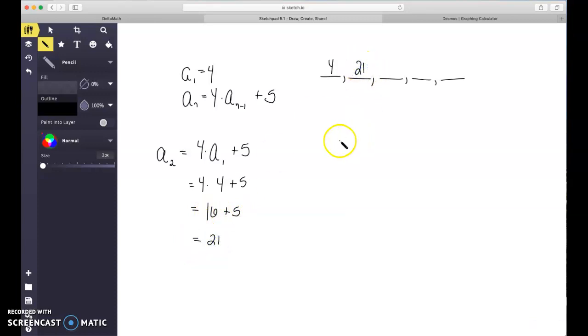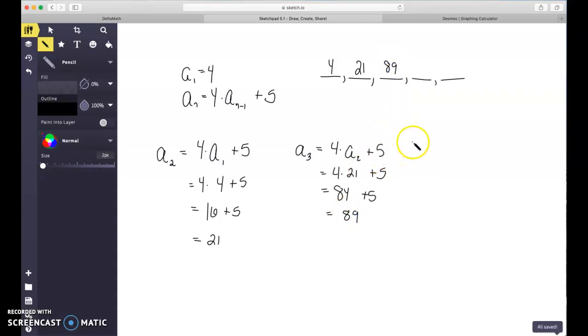Okay, so 21, right? If I want to find my third term, I'm going to do 4 times my second term plus 5. My second term I just found is 21. Okay, so let's see here. 4 times 21, that gives me 84 plus 5. So 84 plus 5 gives me 89. So my third term, excuse me, is 89.